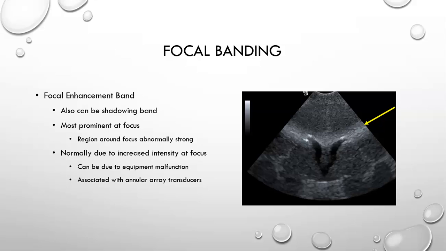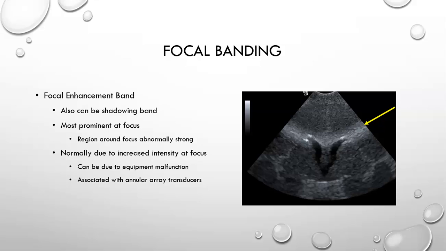Focal banding is a type of enhancement that generally is seen within the focal zone. As you know, the intensity at the focus is greater than any other place along the beam path, and so because of the increased intensity at the focus, we see brighter echoes returning from the focus.